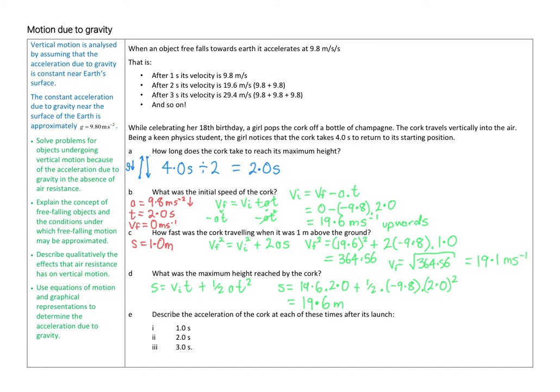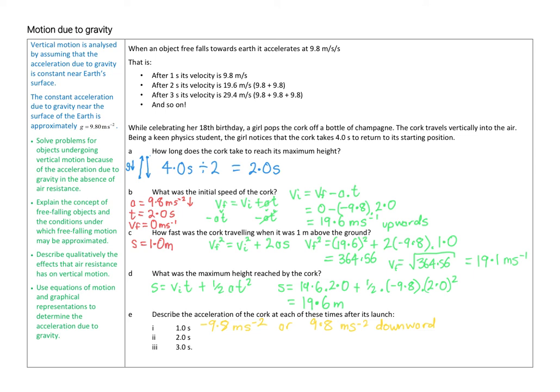Finally, this next one, it's a little bit of a trick question, but it does often come up. Describe the acceleration of the cork at each of the times after its launch. Well, after 1 second, the acceleration is minus 9.8 meters per second. Or you could say 9.8 meters per second downwards. Either way you want to say that. Because that's the acceleration due to gravity. It's after 1 second, it's still on its way up, but that's acceleration.